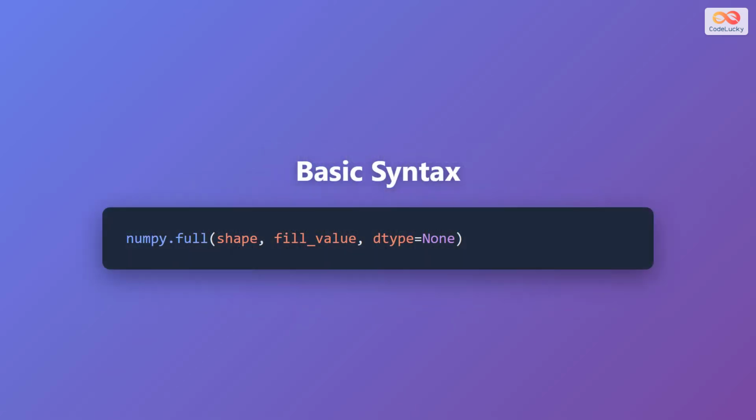The basic syntax for np.full is straightforward. You call numpy.full, passing in three parameters: shape, fill_value, and optionally dtype. The shape defines the dimensions of your array, fill_value is the constant you want to fill the array with, and dtype specifies the data type, which defaults to None if not provided.